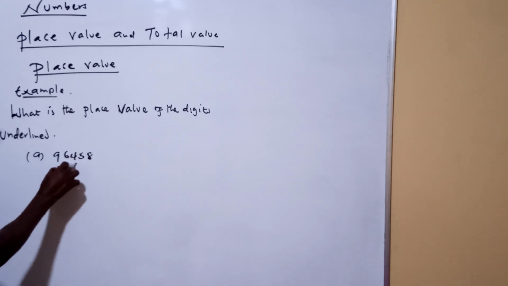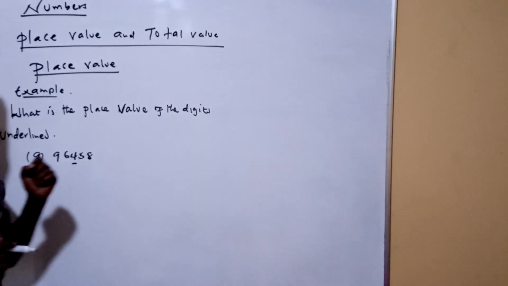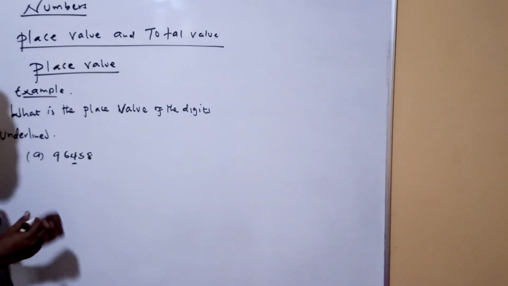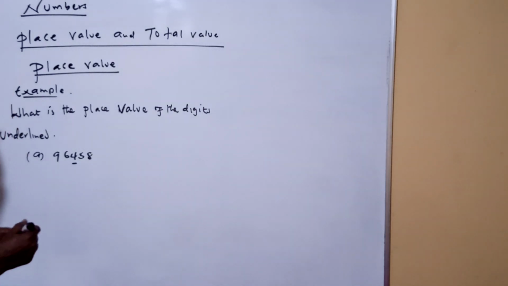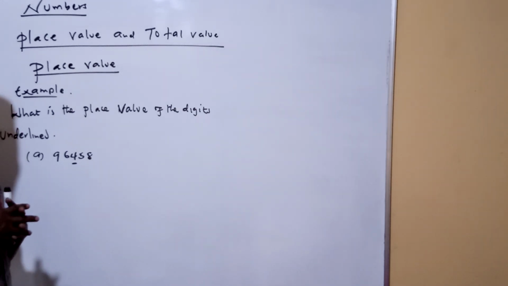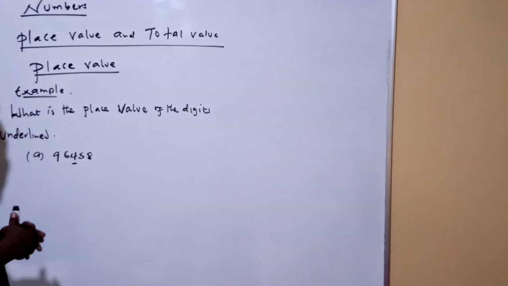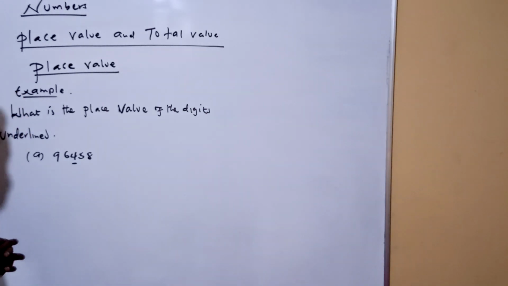96458. So let's underline 4 now. This is 96,458. We want to get the value of digit 4 in this number. Is the value in the 100s, or the 10s, or the ones, or the 1000s? That's what we're going to see.